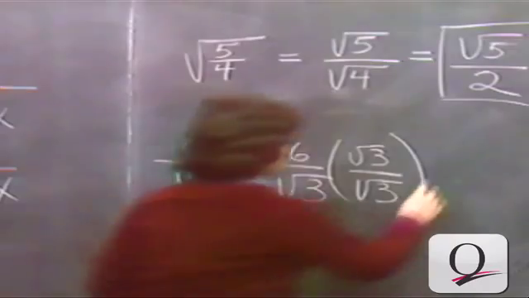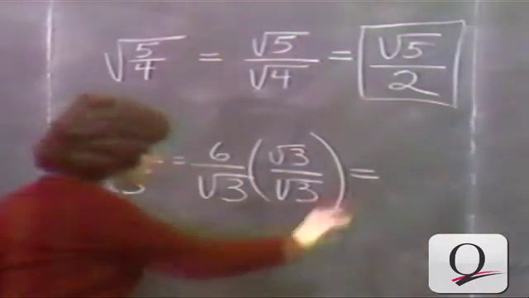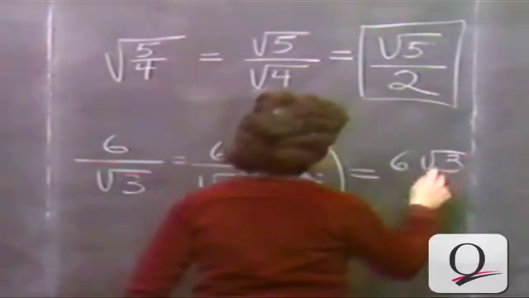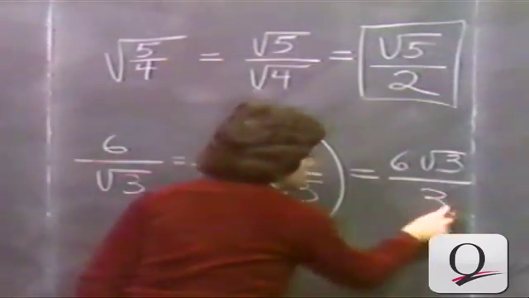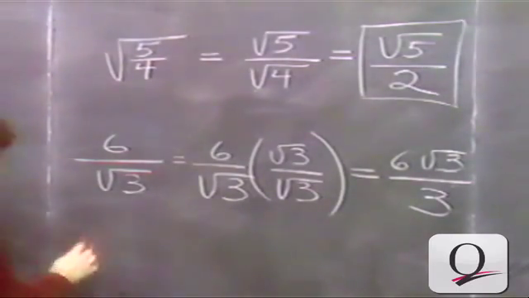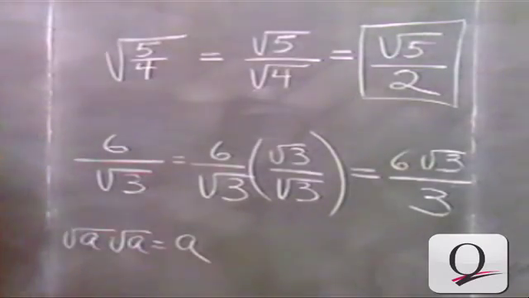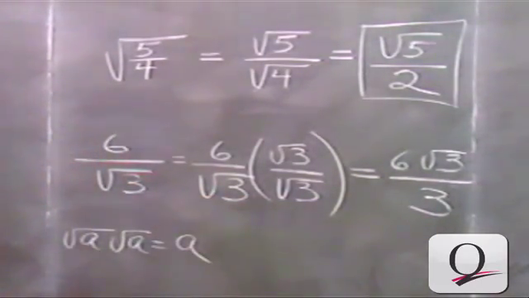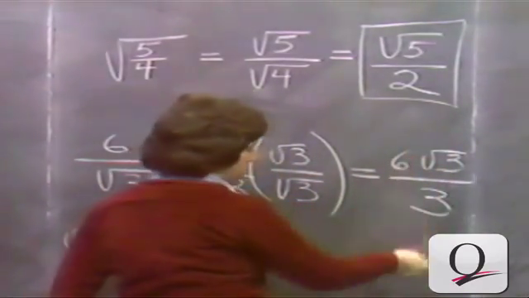Okay, now, when you want to multiply two fractions, you multiply the tops and you divide by the product of the denominators. We have 6 times the square root of 3 on the top. On the bottom, we have the square root of 3 times the square root of 3, which is just 3. This is from your third property of radicals. If you'll remember, the square root of a times the square root of a was just a. The square root of 3 times the square root of 3 is just 3.